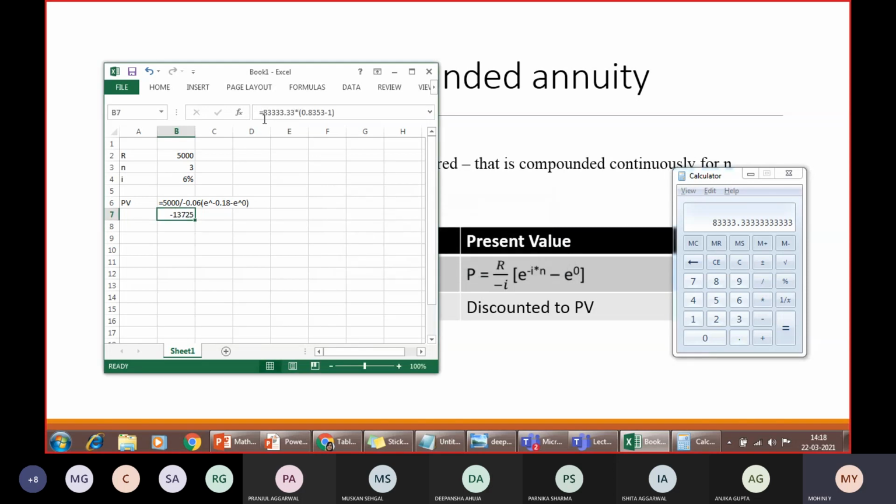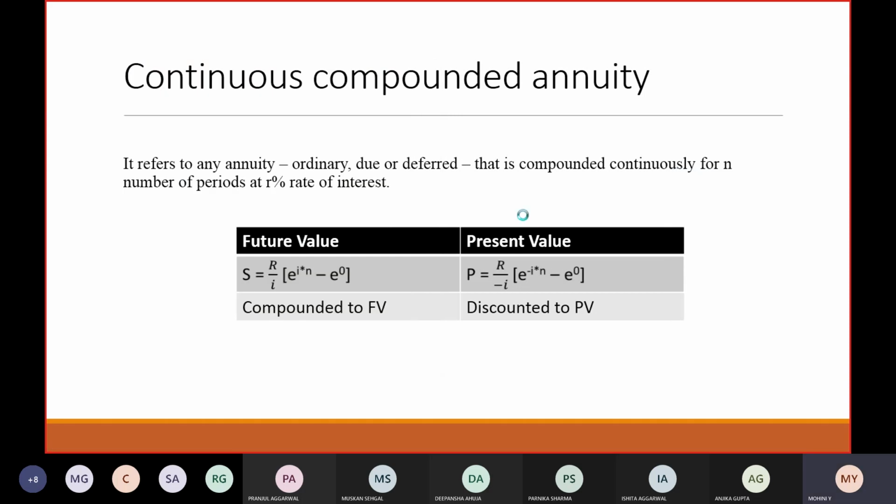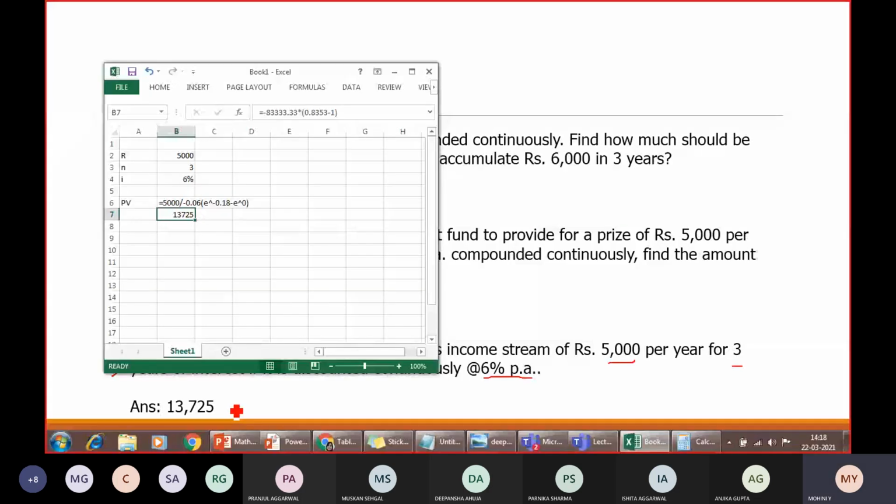Wait a minute. यहाँ पे माइनस आना चाहिए माइनस. So the answer is 13,725. 13,725. It's very easy. You have all your data. You just have to put in the formula.